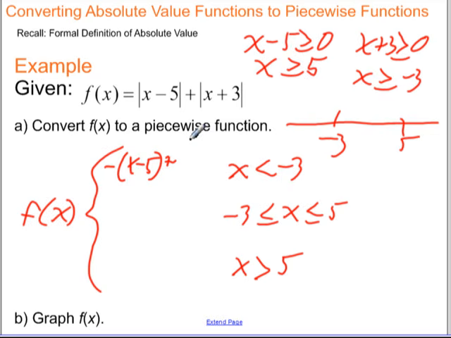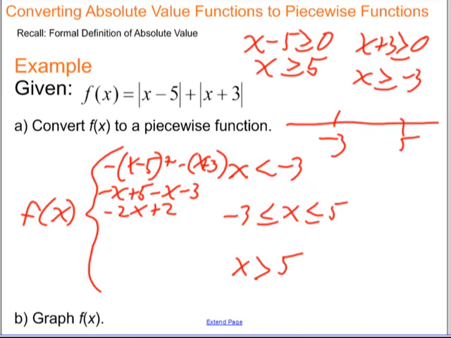Plus, if I plug that same number, negative 4, in for x here, this would also be negative, so I'd have the opposite of x plus 3. Sorry, I'm running out of space there. So if I simplify this expression, watch what happens. I have negative x plus 5 minus x minus 3, which simplifies to negative 2x plus 2.